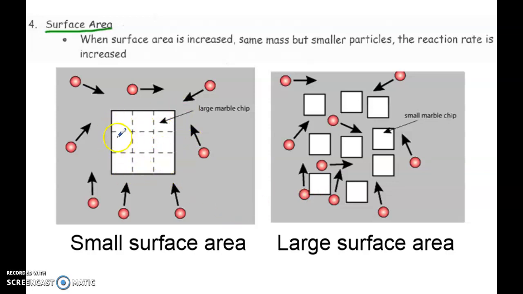If you have a big chunk of solid, the only spot where the reaction can happen is on the outside surface of that solid. But if you were to grind that up into smaller chunks or maybe a powder, you now can have the reaction occurring at the outside of each of the smaller portions for that particular solid. Okay, so again, this one really typically can only be applied to solid reactants.